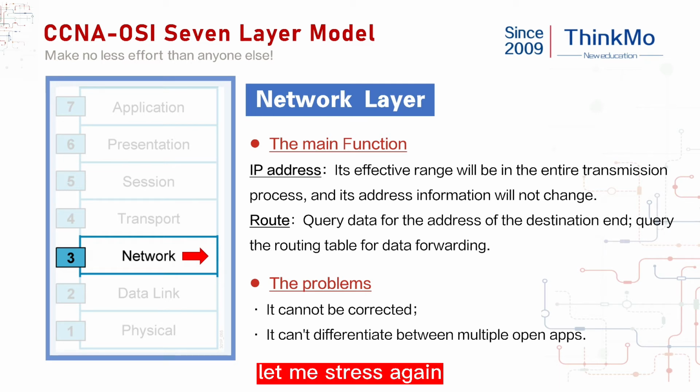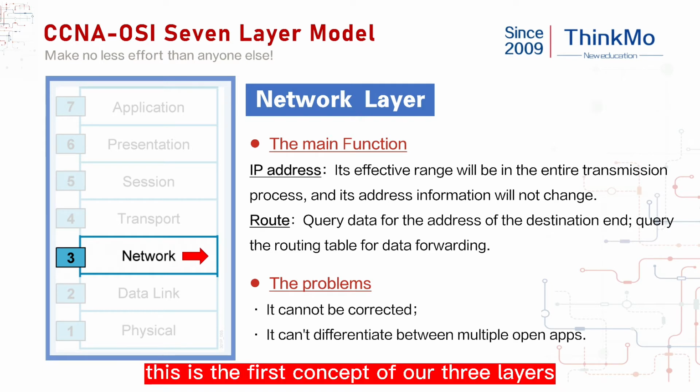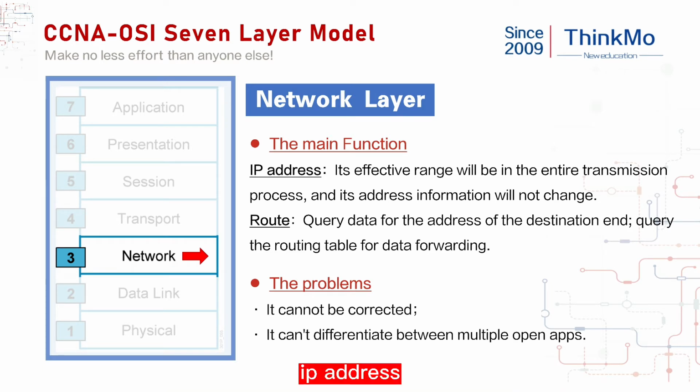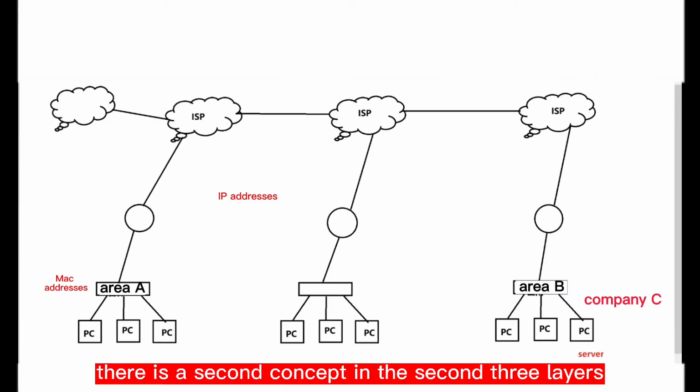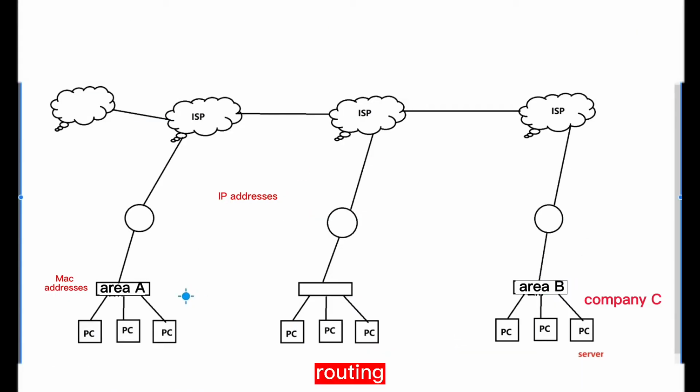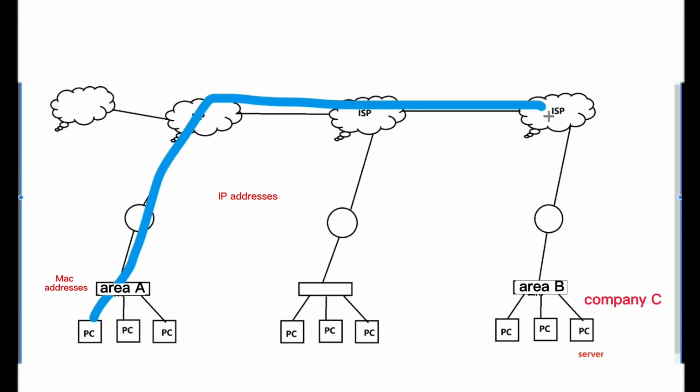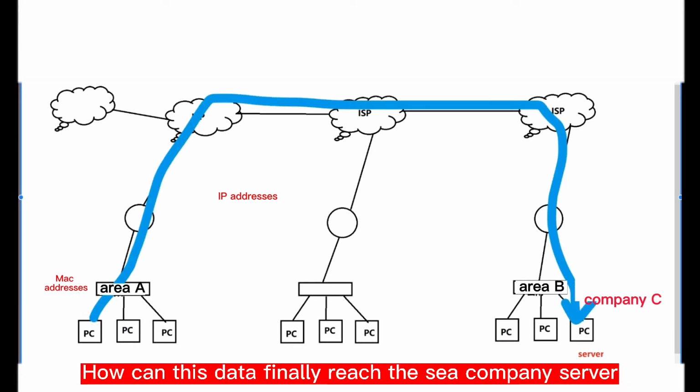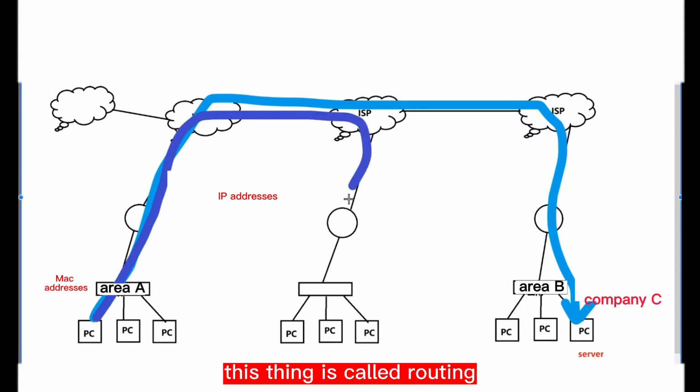Let me stress again. During a data transfer, the MAC address may change frequently, but the IP address is definitely fixed. This is what we call an IP address. It's a coordinated plan. This is the first concept of our layer 3. IP address. There is a second concept in layer 3. Routing. Routing means simple. I'll give you an example. Just now I sent a data from here. How can this data finally reach the C company server? This thing is called routing.